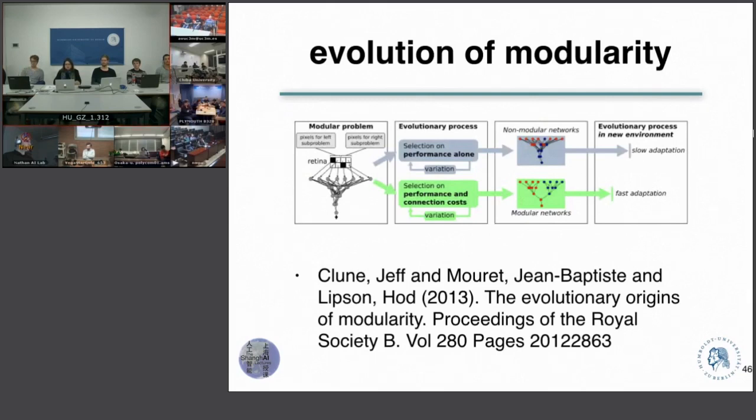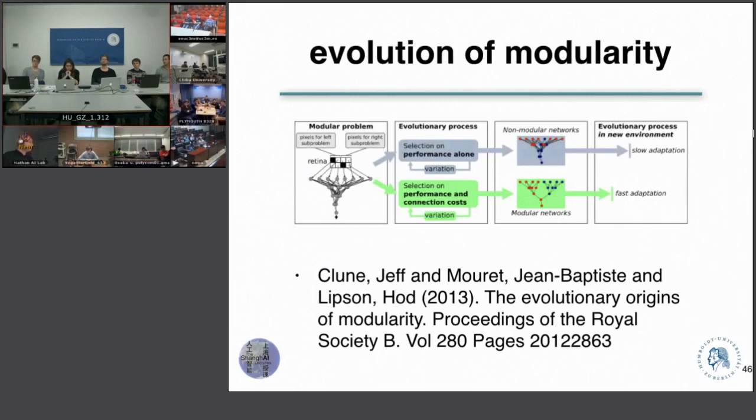So that was some recent work two years ago, and it has been shown that modularity is probably a byproduct from a selection to reduce the connection costs in a network.